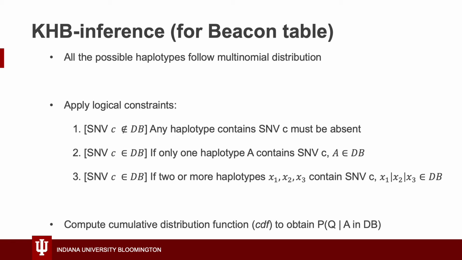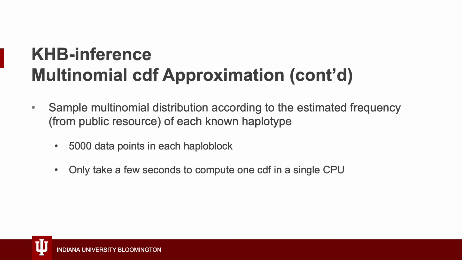And for those haplotypes whose existence we cannot determine, we further compute the CDF of the multinomial distribution to obtain the posterior probability and the test statistic. We know that it is quite tedious to compute the exact multinomial CDF, so we approximate the CDF by sampling according to the estimated frequency of each known haplotype. In practice, we sampled 5,000 data points in each haploblock, and it only took a few seconds to compute one CDF on a single CPU.